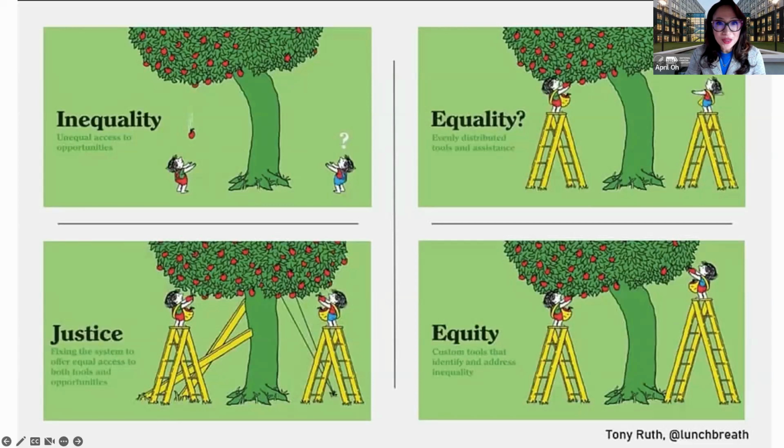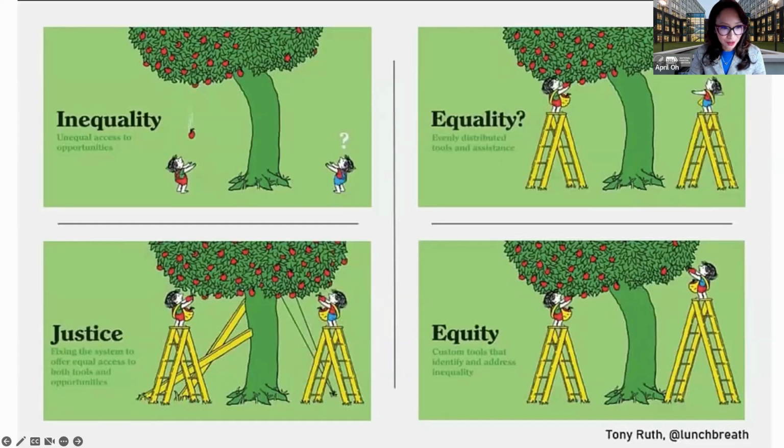This illustration is one that you may have seen before, but I think it's worth putting this forward in terms of clarifying some of the words that you'll be hearing as we move forward. There is a unique difference between an inequality, as seen in the upper left corner, where there is unequal access to opportunities. Equality, on the upper right corner of the slide, is where there may be evenly distributed tools or assistance. You can think about that in the case of interventions. However, you can see on the right side, while on the left side the girl is able to pick the apple with the same tool or resource being a ladder, the boy on the right side is still unable to access those apples in the tree.